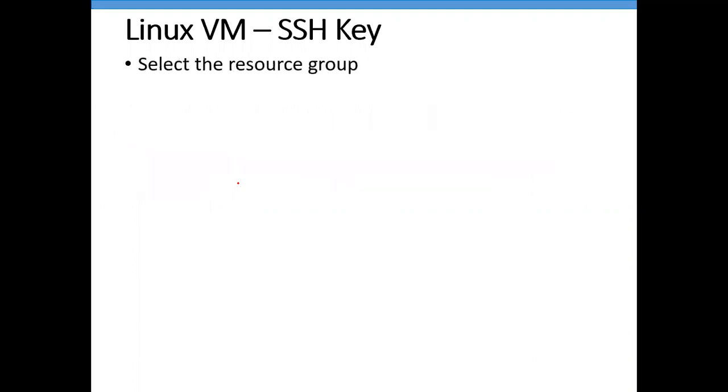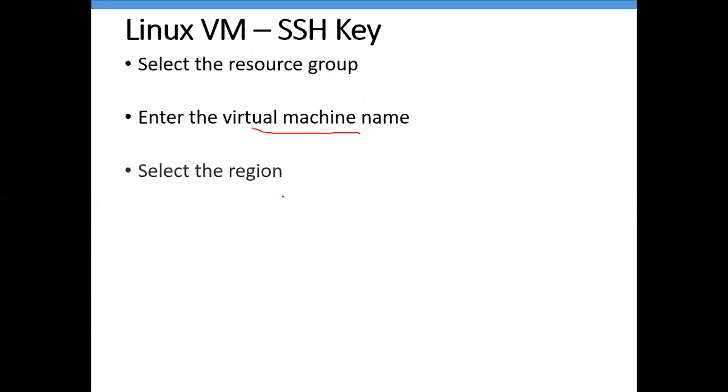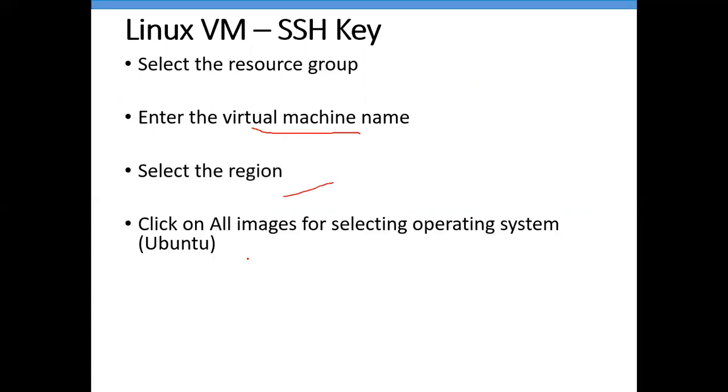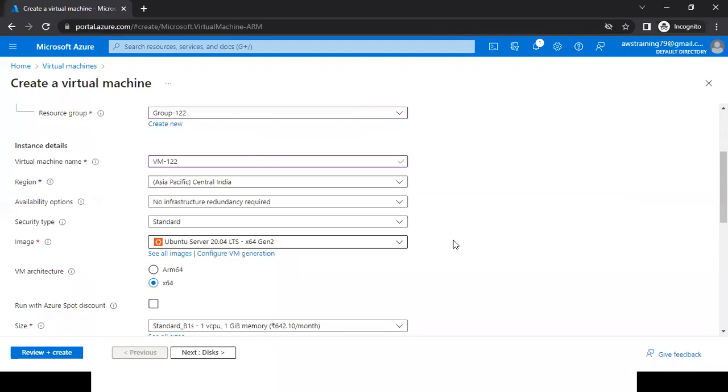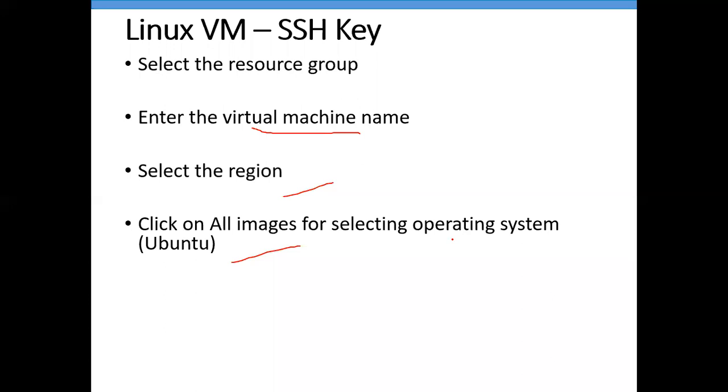So we have created our resource group. We have selected our resource group. We have entered the name of our virtual machine, selected the region, and selected the image. Just a few minutes before, someone asked me what is B1S. I will discuss that also.